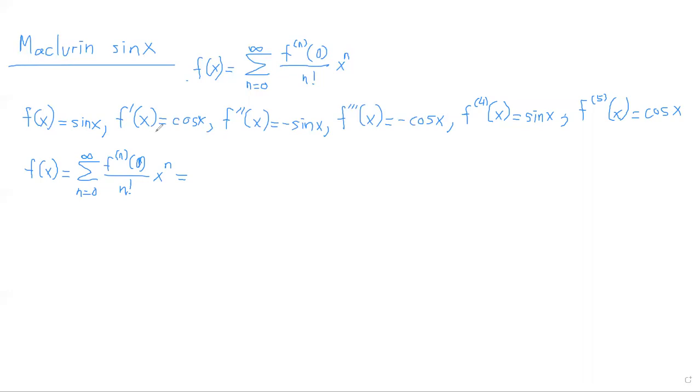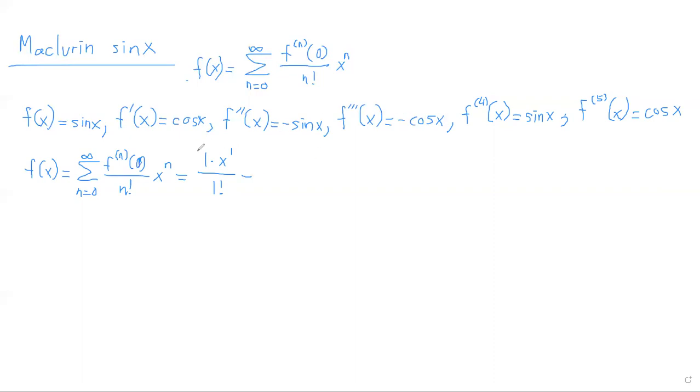So f prime of 0, that's 1 times x to the power of 1 over 1. I know this looks really funny, but I'm going to simplify this later, so don't worry about this for now. The second derivative, f double prime of x, doesn't give you any value because negative sine of 0 is 0. So let's skip this and move on to n equals 3.